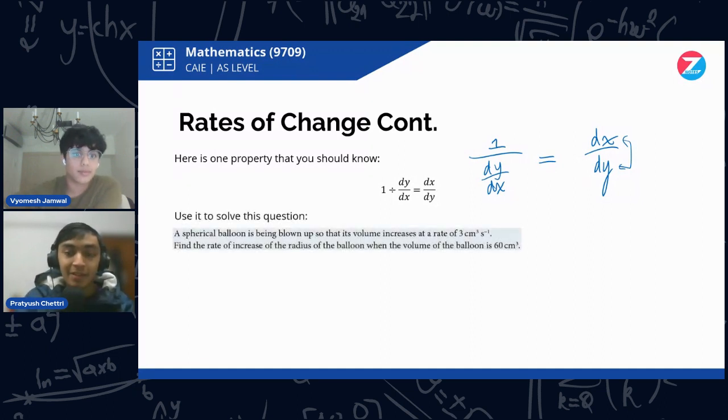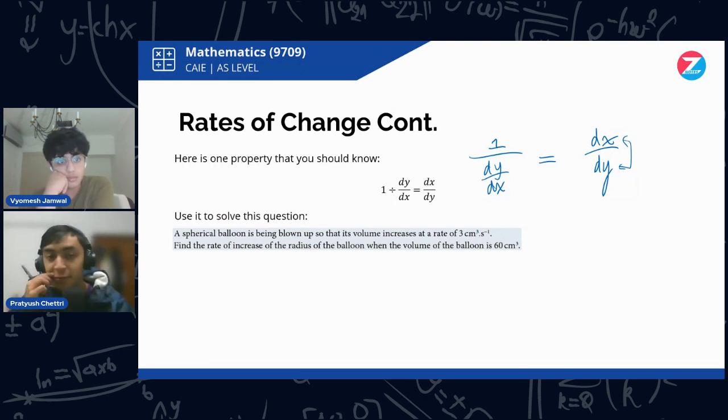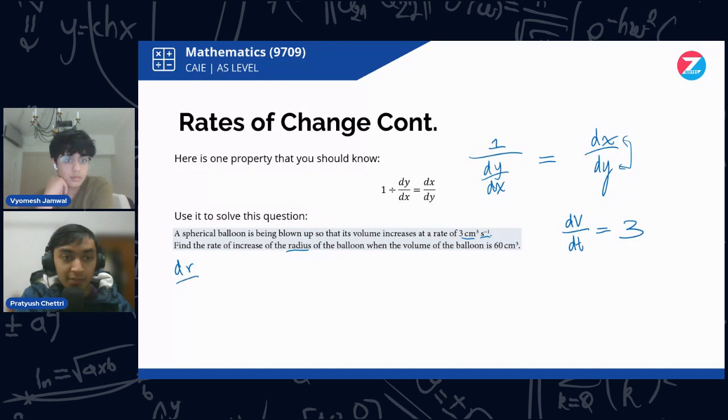Okay, why does this matter? Well, sometimes you might be given stuff in an upside down, so to speak, manner. Let's look at these. A spherical balloon is being blown up so that its volume increases at a rate of 3 centimeters cubed per second. So volume is increasing. With that information, I'm going to write the rate of change of volume with respect to time, dV/dt, is 3. And find the rate of increase of the radius. So I want to find the change in radius per unit time. Rate usually means per time, guys. And I want to do that when the volume of the balloon is 60.